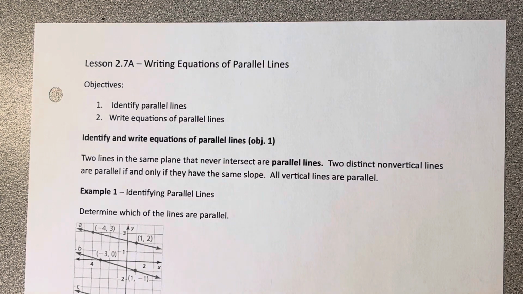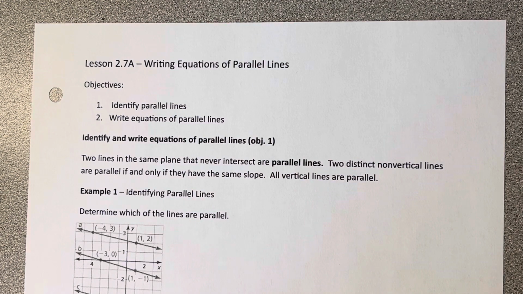You can use this for vertical lines too. If they're vertical, the slope's undefined, and if you have undefined slopes, I think of those as being the same slope. And then horizontal, if y equals 0, same slopes. But anyway, if you have the same slopes, they are going to be parallel. They're never going to cross.